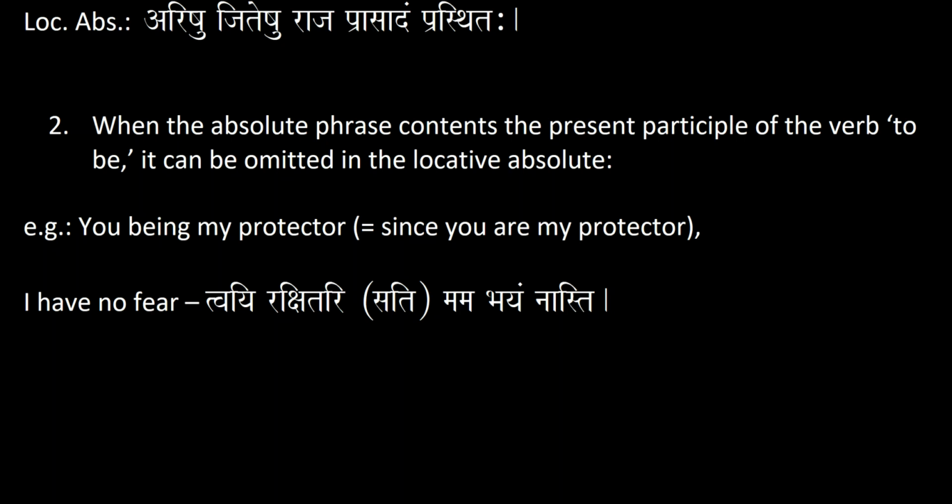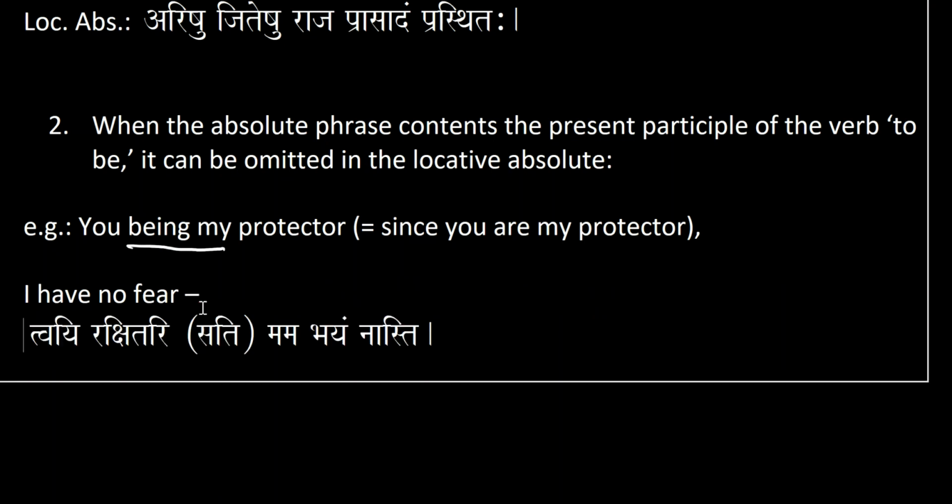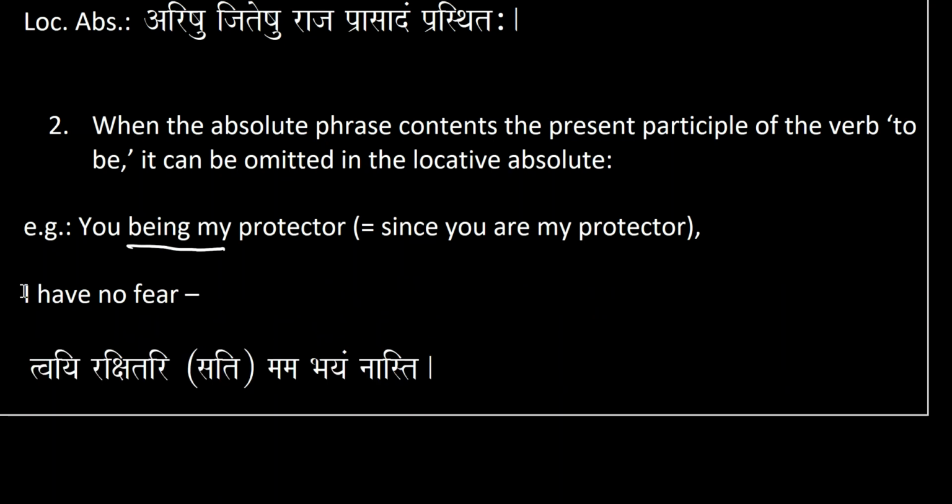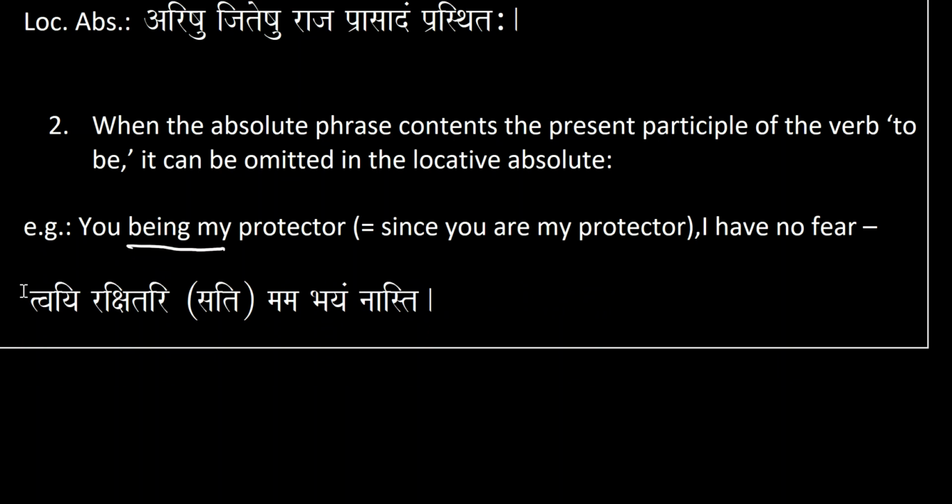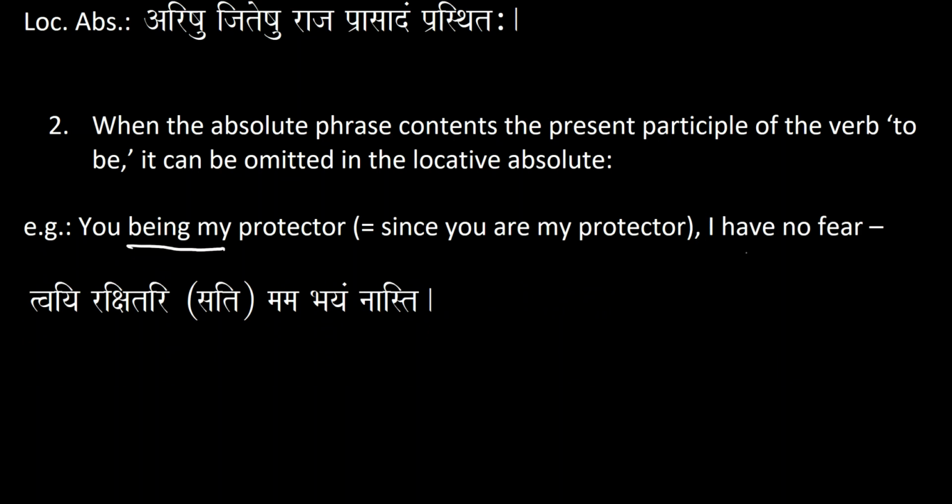So, you being my protector, I have no fear. So since you are my protector, I have no fear. That's the sentence. Let's fix this a little bit. There you go. So you being my protector, I have no fear. Since you are my protector, I have no fear.